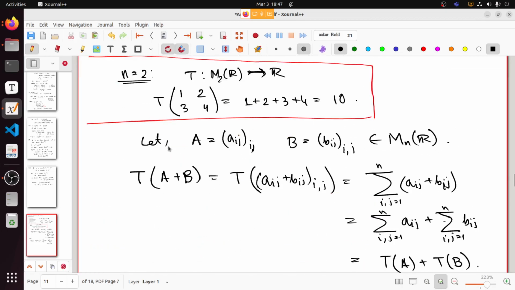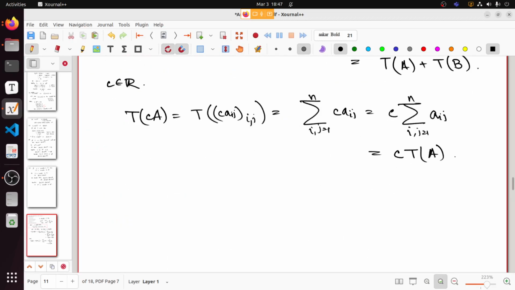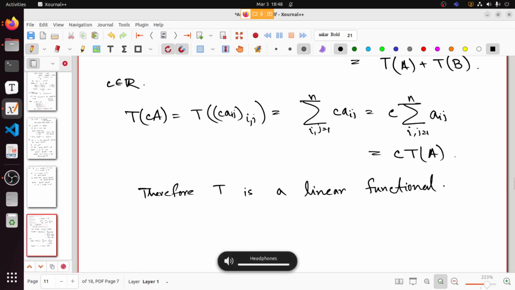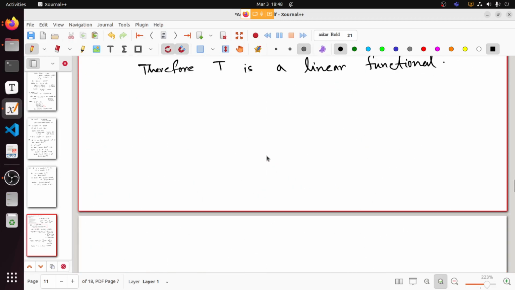So therefore T is linear, and as T maps from Mn(R) to R, it is a functional. So this is a linear functional. And therefore T is a linear functional. So option number 1 is correct. Okay, now what is option number 2? T is 1-1 for all natural numbers n or not. So this map is 1-1, or injective, or not.